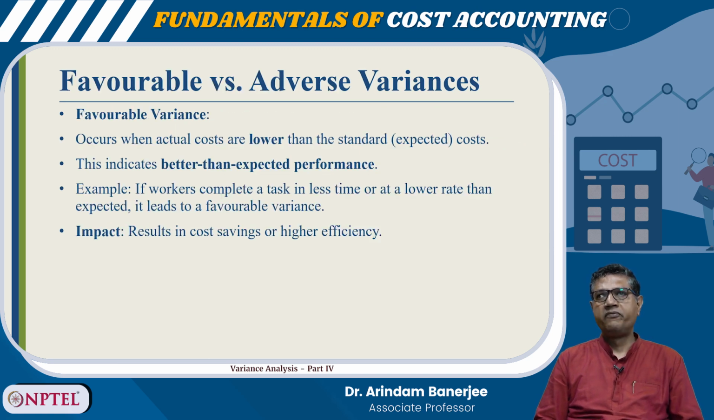So favorable and adverse. Just like before, you are already aware that the variance is favorable when the actual costs are lower than the standard costs. This indicates better than expected performance, if workers complete a task in less time or at a lower rate than expected. It leads to a favorable variance. Impact: results in cost savings or higher efficiency. Fine.